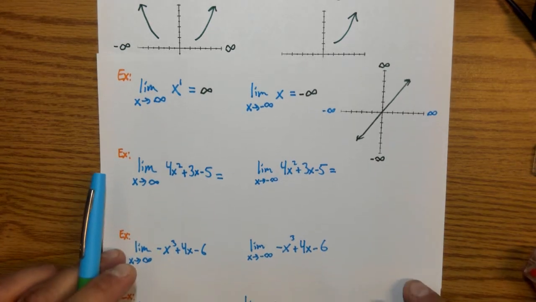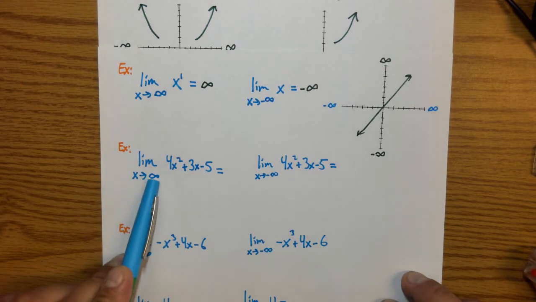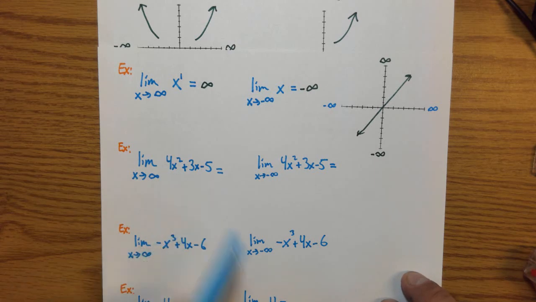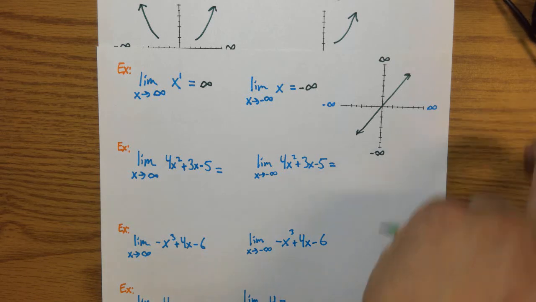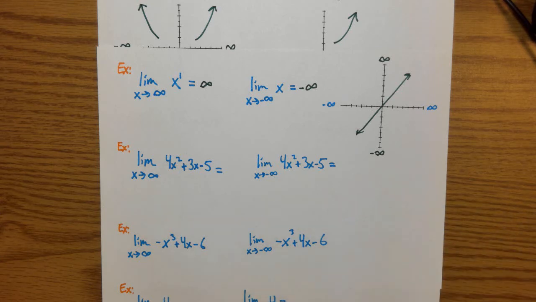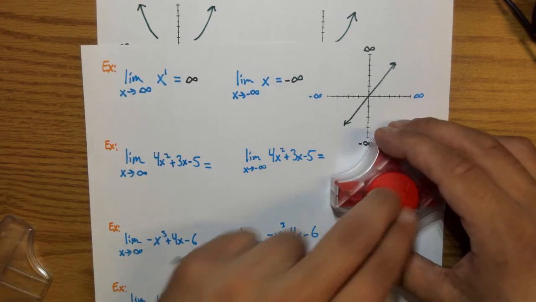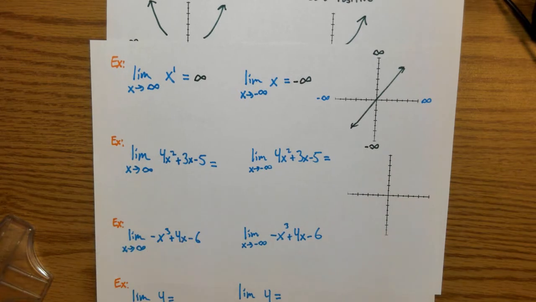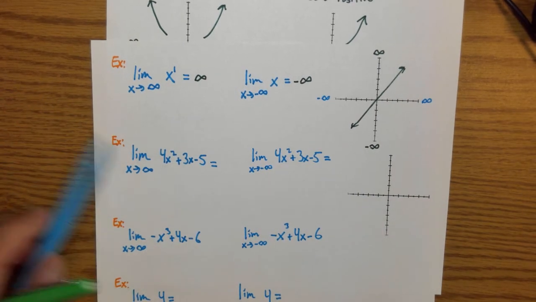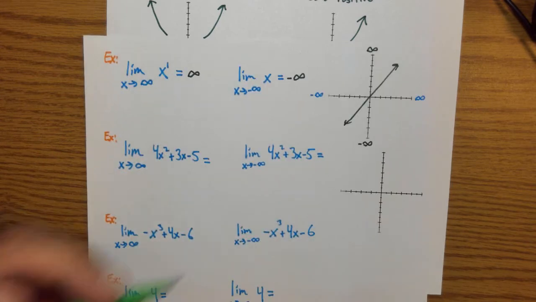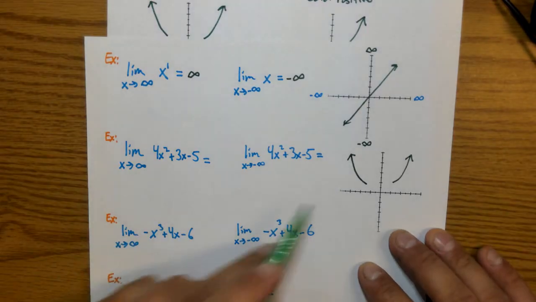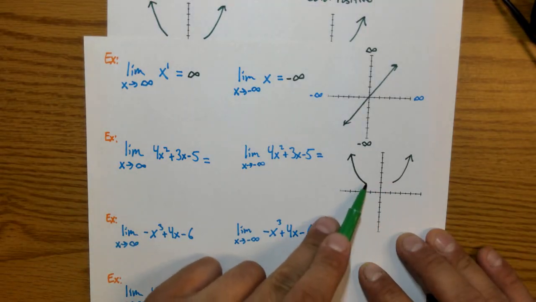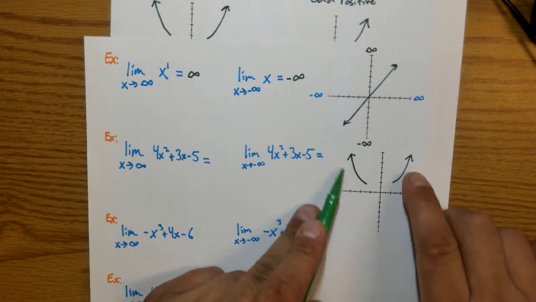So let's go into this next example. The limit as x approaches infinity of 4x squared plus 3x minus 5. Well, let's determine, is this positive or negative, and is it even or odd? And this is going to be a positive even, which, if we were to look on our function, positive even goes up like this and up like this. Now, different things may happen in the middle depending on what's going on, but this is just the end behavior.